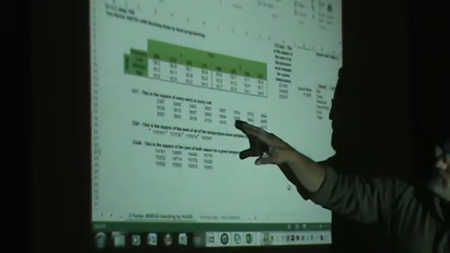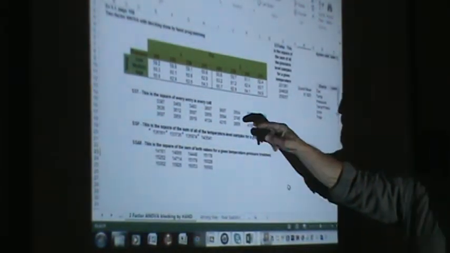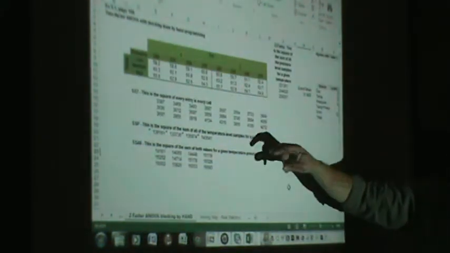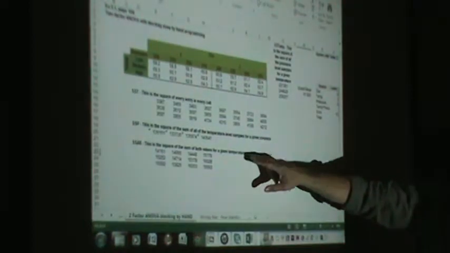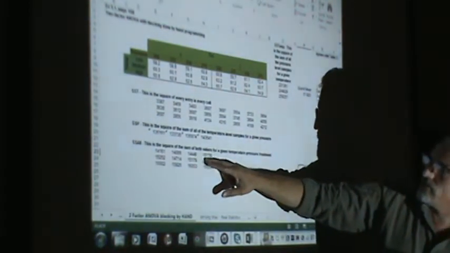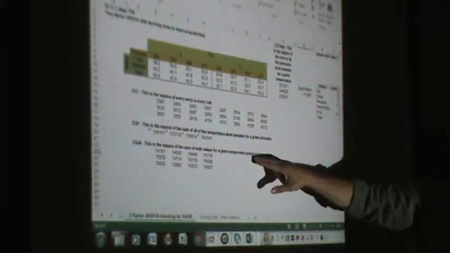So what can we do? All right. Well, we can take that Lincoln paper and we can program it. I'll blow it up now. We can take that Lincoln paper, the one we just went over, and make all these calculations. I've just done them intermediately. Here's the square of every entry in the cell. This is the square of the sum of all the temperature samples. This is the square of the sum of both values, temperature and pressure.